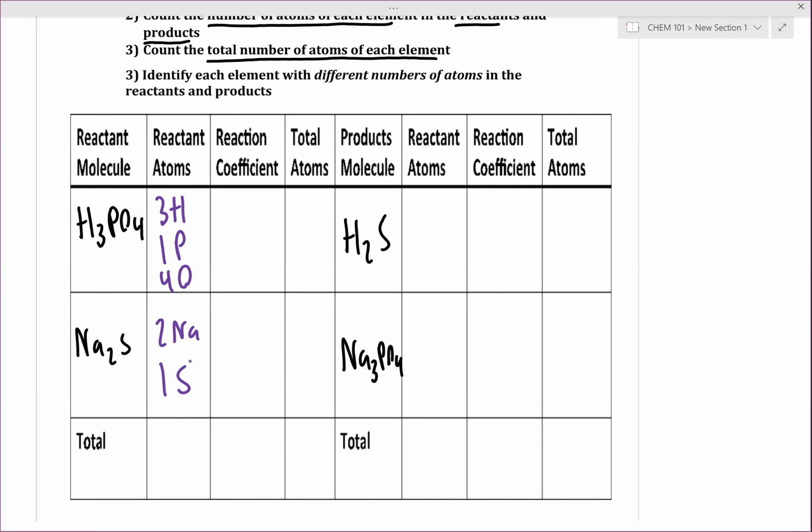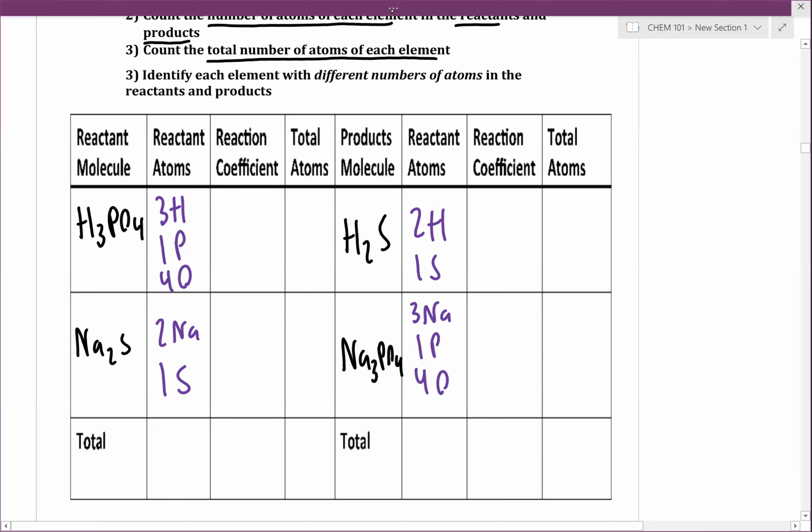Let's look at our products now. What atoms are present in hydrogen sulfide, H2S? Yep, 2 hydrogens. And how many sulfurs? 1. Okay, for sodium phosphate, we have 3 sodiums, 1 phosphorus, and 4 oxygens.